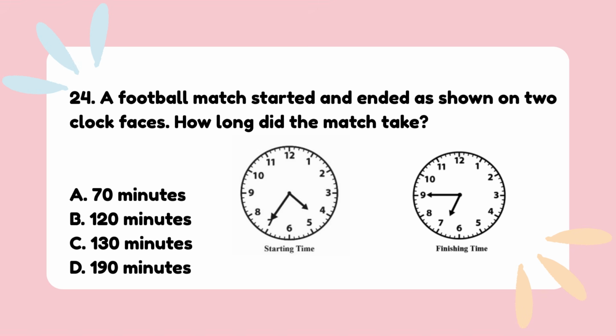24. A football match started and ended as shown on 2 clock faces. How long did the match take? A. 70 minutes. B. 120 minutes. C. 130 minutes. D. 190 minutes.